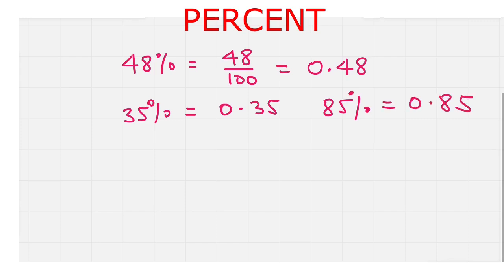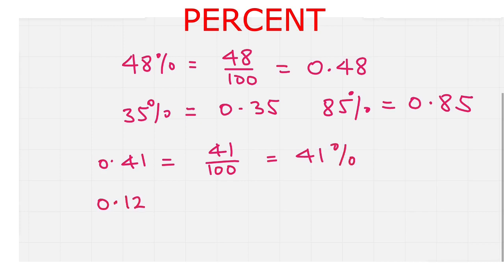For converting decimal into percent, we have to shift the decimal towards the right by 2 digits and divide it by 100. Like 0.41 can be written as 41 upon 100. This is equal to 41%. 0.125, if we shift the decimal by 2 digits towards the right, we get 12.5, and we can write it as 12.5%. This was a basic introduction to percent.